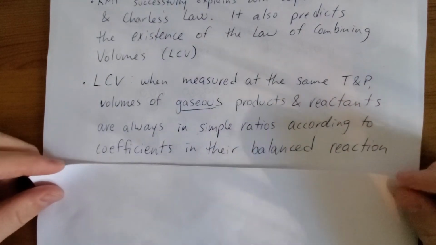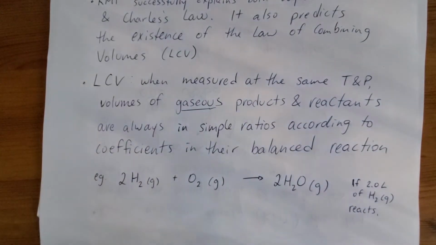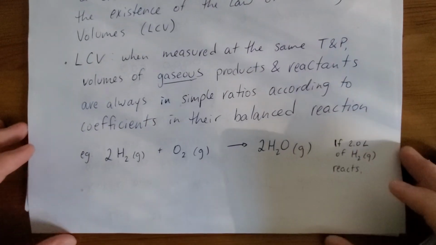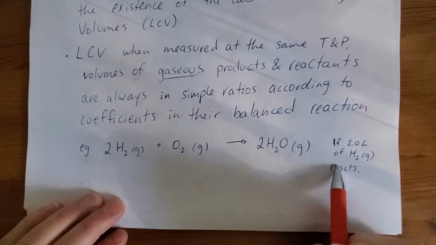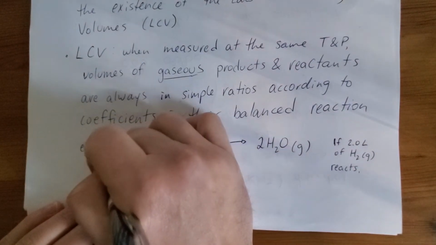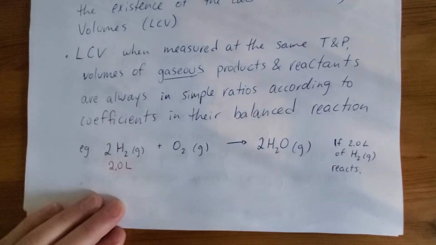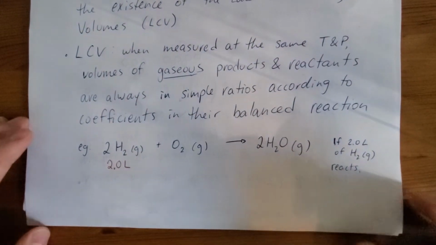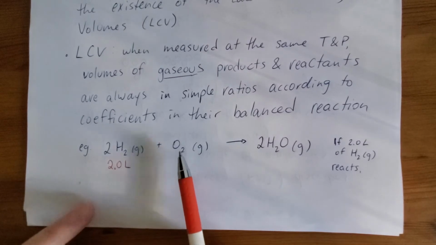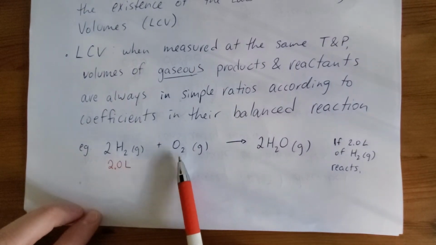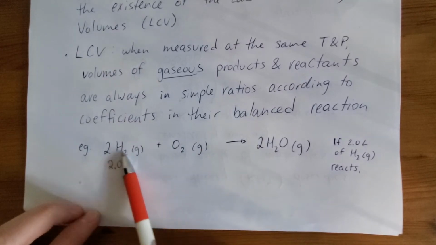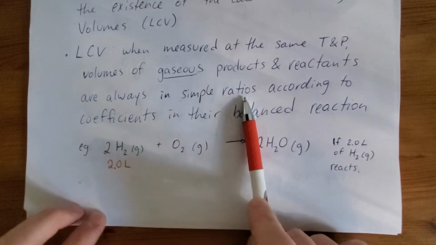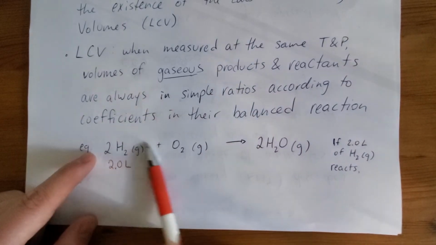But I'm going to show you in a couple of examples, and I think it's pretty simple to apply once you see it. I've just set up a real simple formation of water vapor example. And then I'm saying if 2 liters of hydrogen gas reacts, I'm going to write 2 liters under hydrogen. We can predict how much oxygen will be in the reaction and how much water vapor will be in the reaction. It's all related to this 2 liters in a simple ratio according to the coefficients in the balanced reaction.